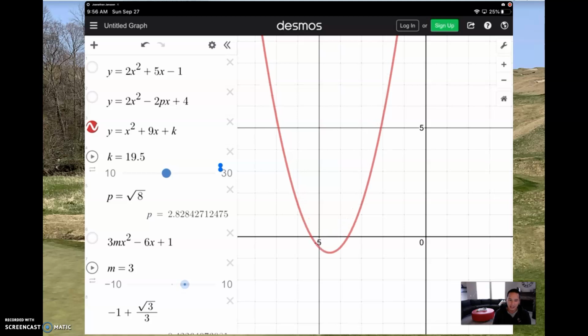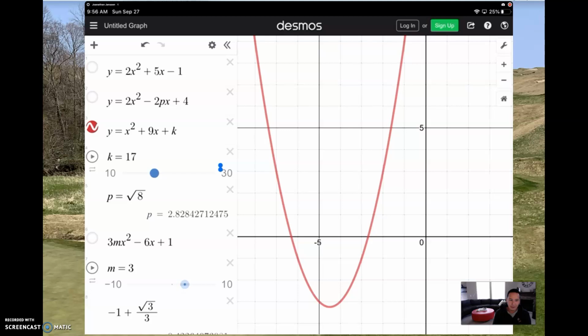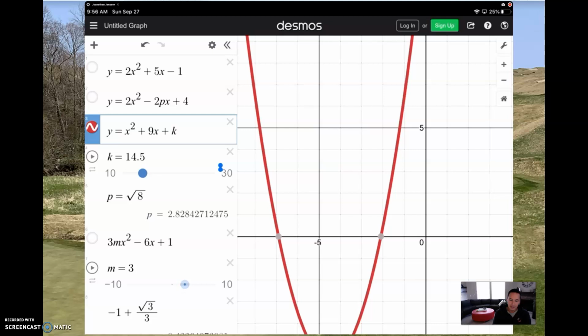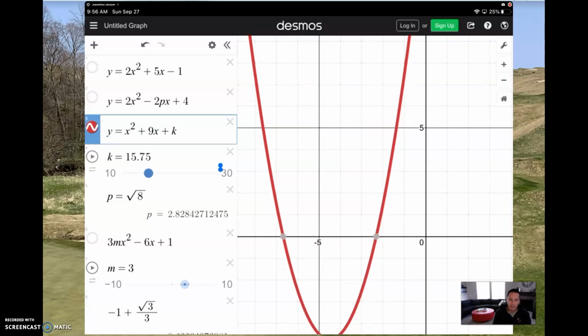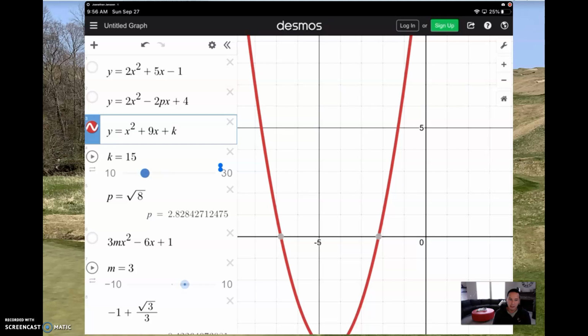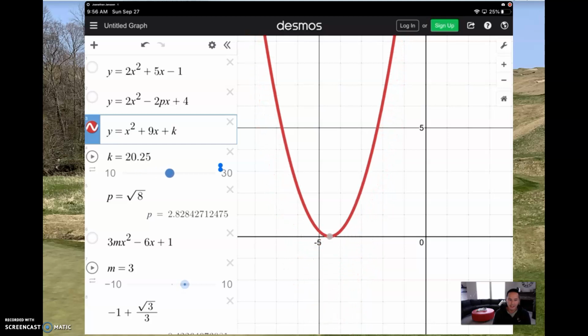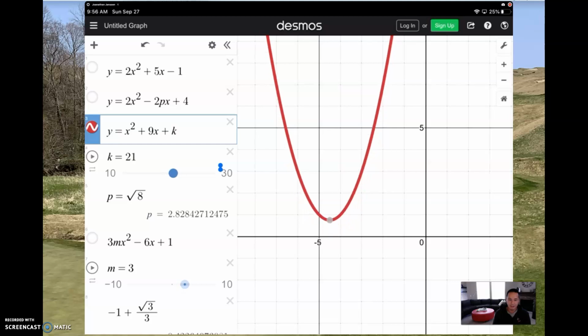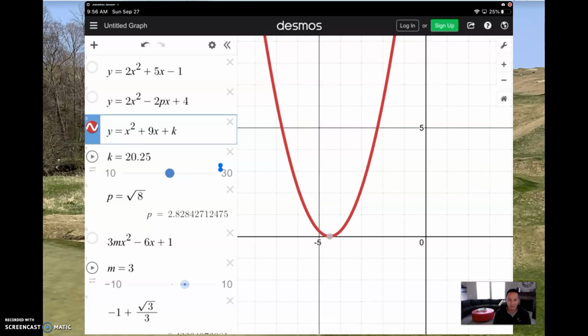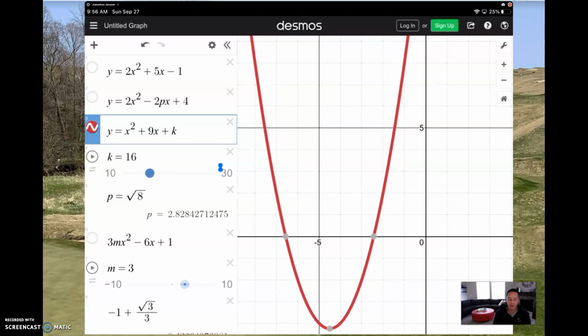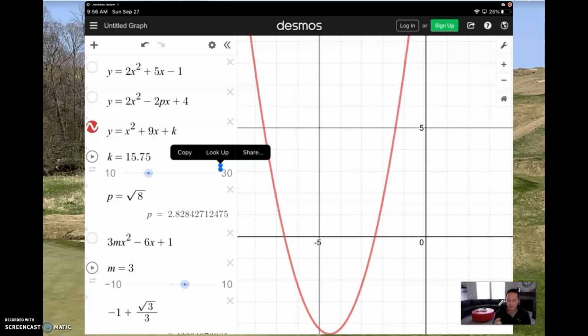But as long as k gets smaller than that, now you'll notice that we're intersecting 2 different times. And you can see those intersection points in gray. So as long as k is smaller than 20.25, we have two intersection points. And the second that it gets bigger than 20.25, now there's no intersection points. If we go right at 20.25, there's one intersection point. So we found the range of values, it's all of these over here, where there's going to be two distinct real roots.